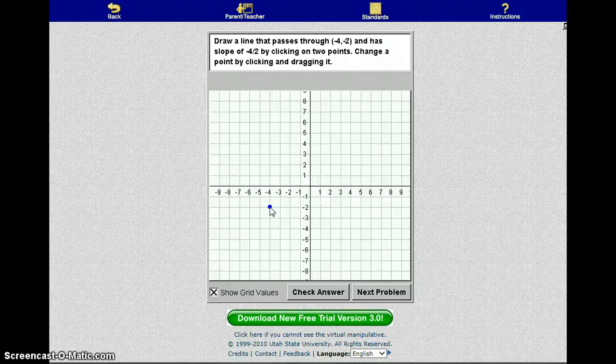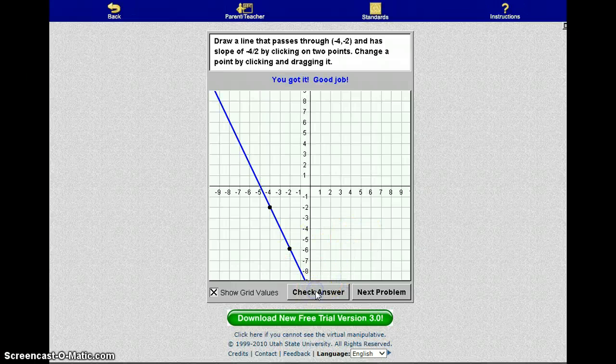The slope tells us how it slants, and I learned it back in the day, we said slope is the rise divided by the run. So a negative 4, notice it's not rising because it's negative. And then it's running 2 in the positive direction. There we go. And we can check our answer. And wonderful. We have the correct answer.